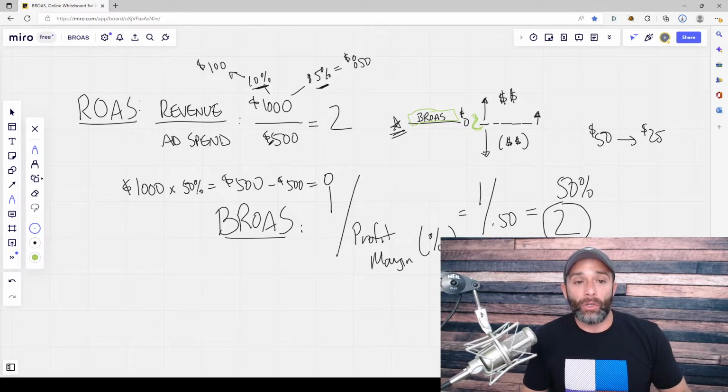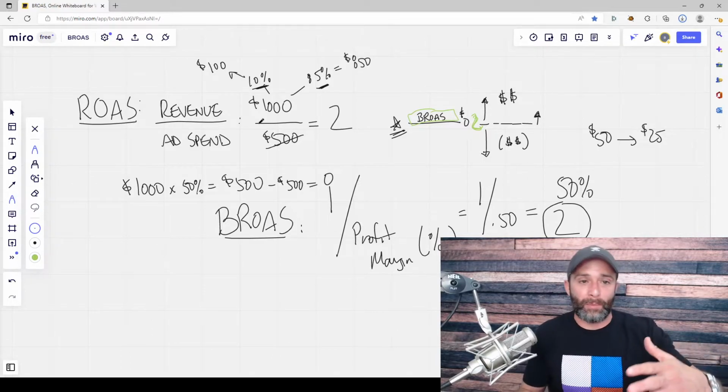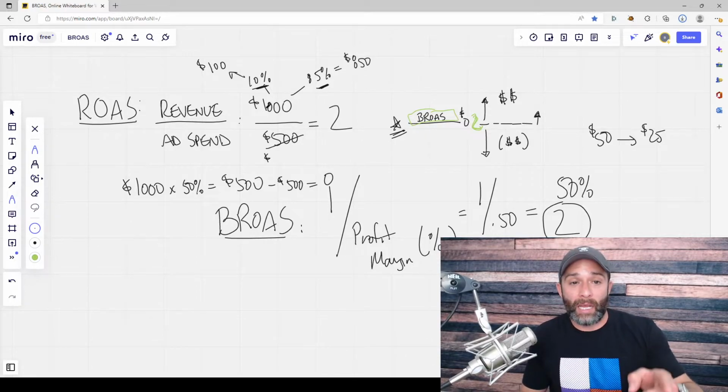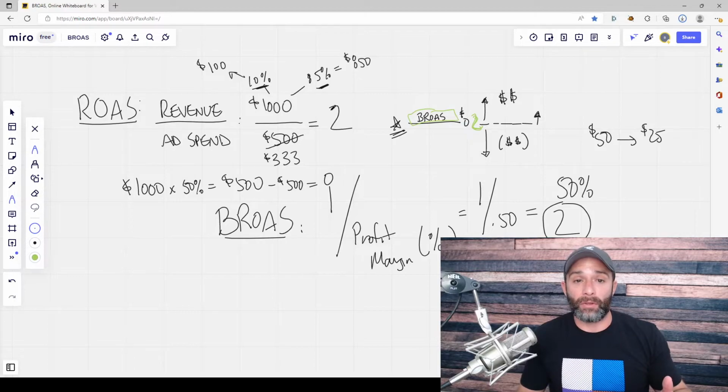If your ROAS, let's use an extreme example here, instead of $500 in ad spend, your ROAS was, and it actually isn't extreme. I was going to use something very extreme so that the math would work out and I wouldn't have to bust out a calculator. But let's say with that same $1,000 in revenue, you spent $333 in ad spend. So 1,000 divided by 333 is a 3 ROAS.